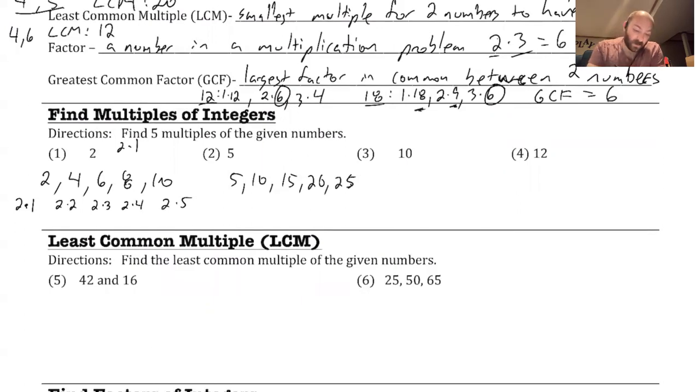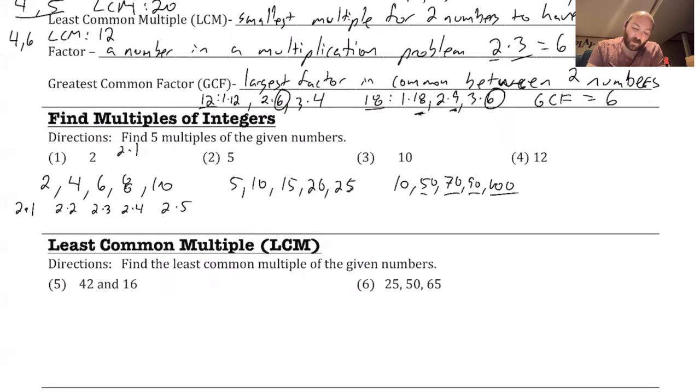Okay, 10. Just going to change it up. Why not? It doesn't say the next 5 multiples. I could just do any multiples I want. So I'll do 10. 10 times 5 is 50. And then I'll do 70, and then I'll do 90 and 100. Those are all multiples. So 10 times 5, 10 times 7, 10 times 9, 10 times 10. 12, I'll go back to the smaller ones. So I'll go 12 times 2, times 3, times 4 and times 5.